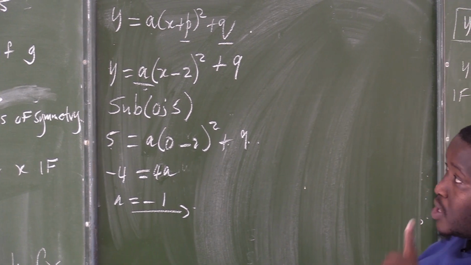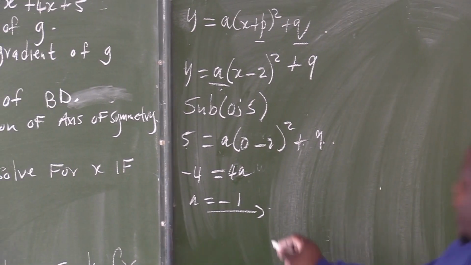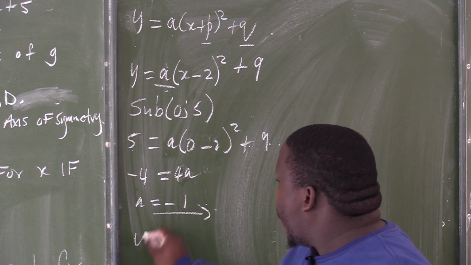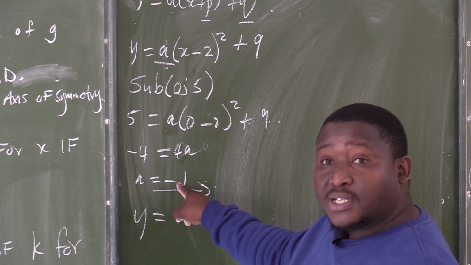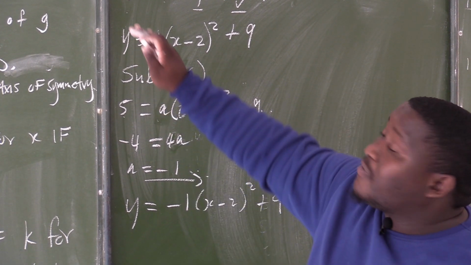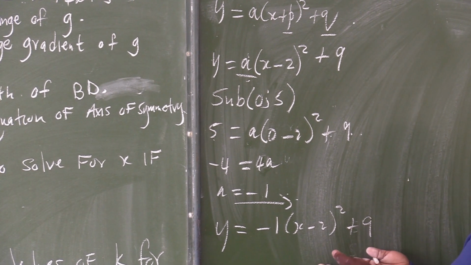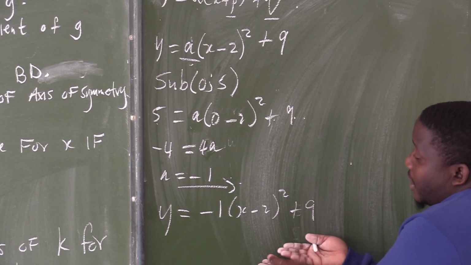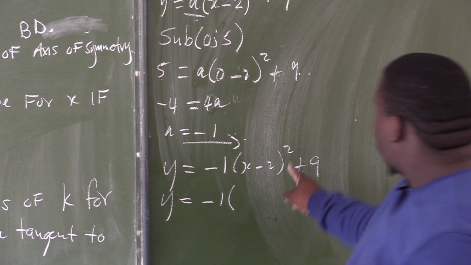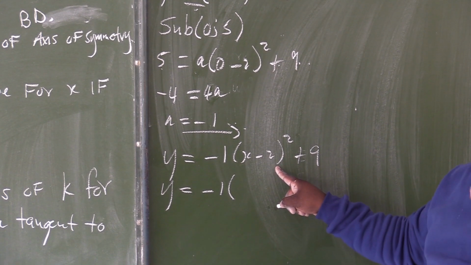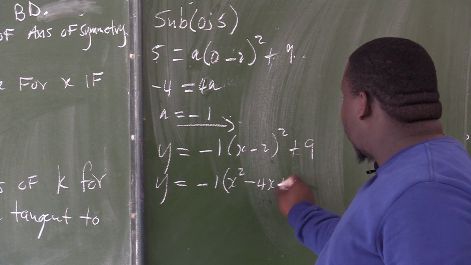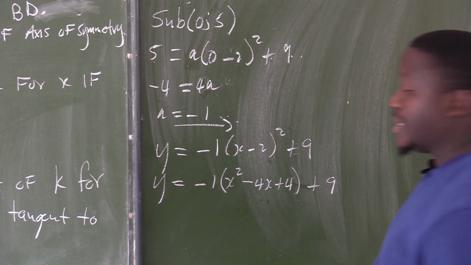Are we done? No. Remember, this is what you must get. Then you take this negative 1, guys. You replace a with negative 1 to say y equals negative 1 times (x minus 2) squared plus 9. Because it is given in that form, it means nothing. We need to change this form, simplify by removing the brackets. Now let's remove the brackets. We'll have y equal to negative 1. This square means this is multiplied by itself twice. If you remove the brackets there, it should give us x squared minus 4x plus 4. We still have a plus 9.